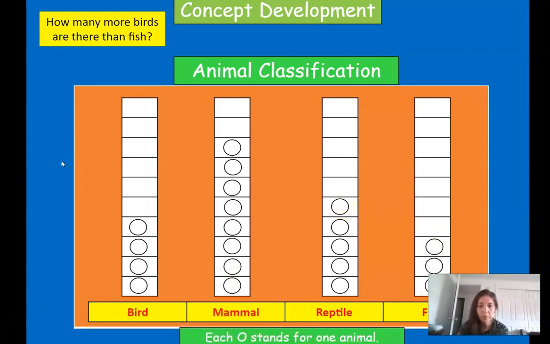Now, we need a legend. And the legend explains the picture, how much the picture is worth. So, on the count of 3, I want you to read the legend. 1, 2, 3. Read it. Each O, or circle, stands for one animal. Very good. That's the legend. So that's all the important pieces that if you're making your own picture graph, you would include on your picture graph.